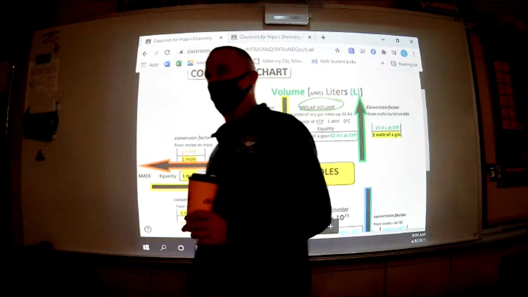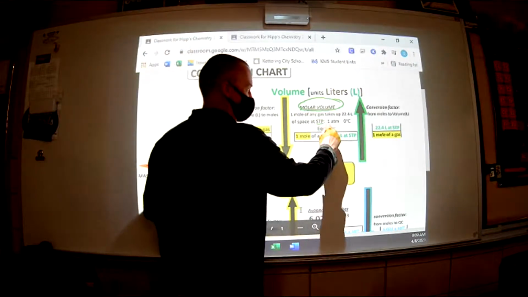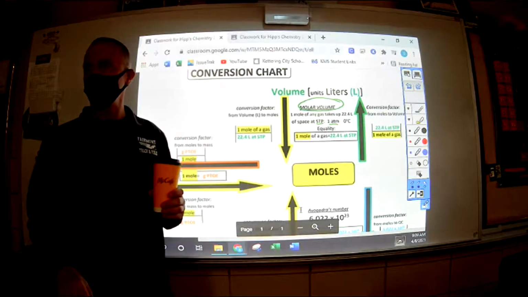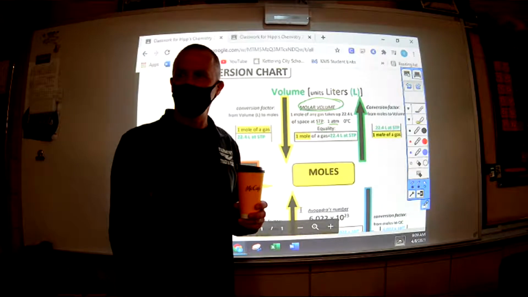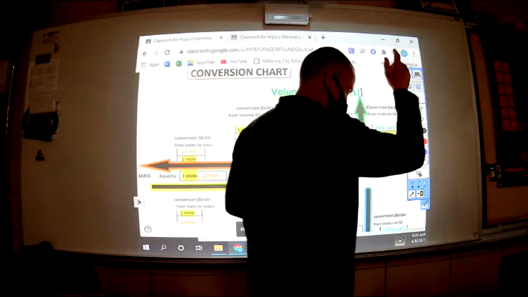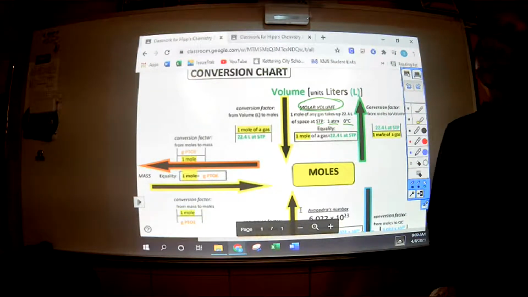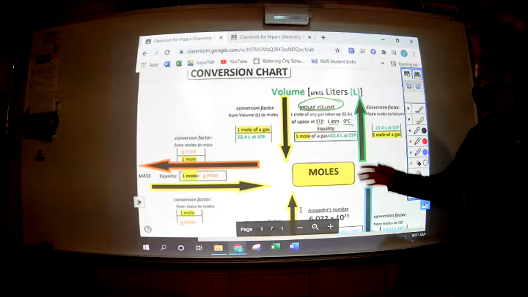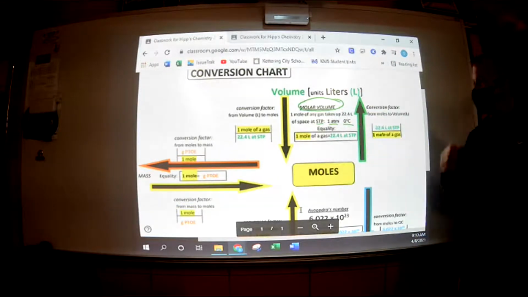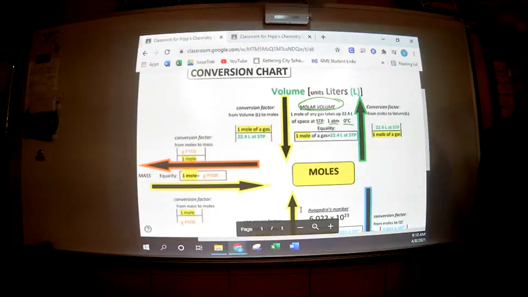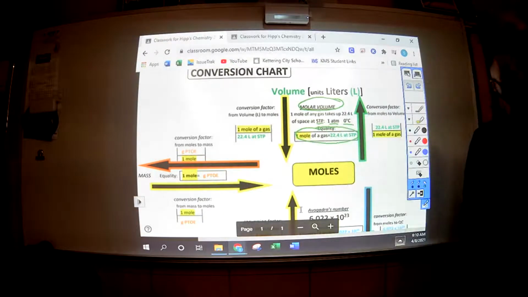STP stands for standard temperature and pressure. What is the selected pressure for STP? 1 atmosphere. What's the selected temperature? 0 Celsius. If the gas is at a different pressure or at a different temperature, you can't use this conversion. You can't use this equality.